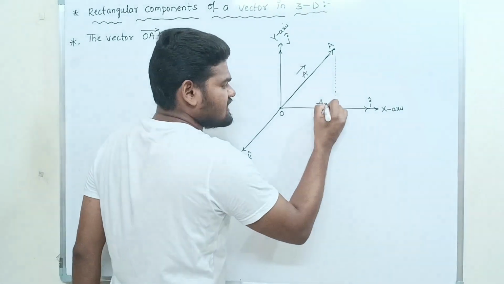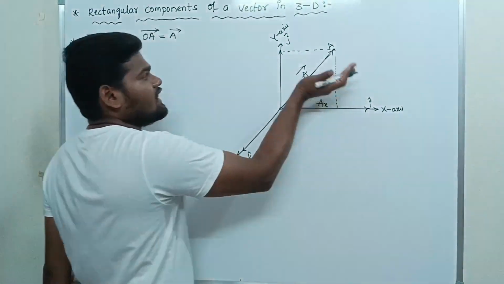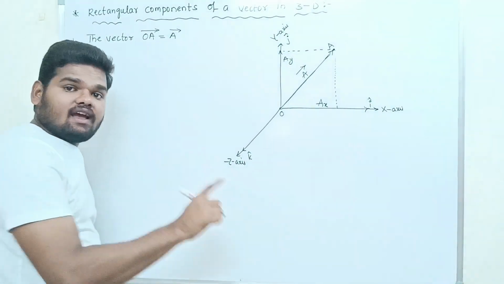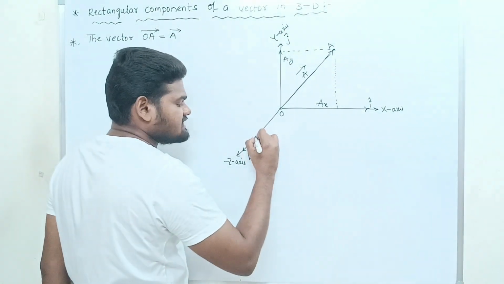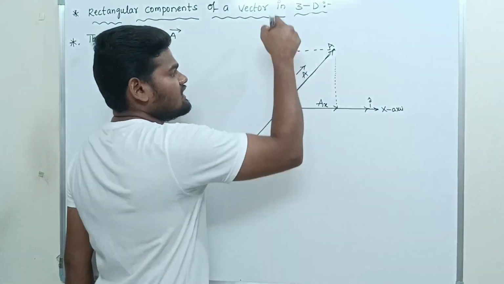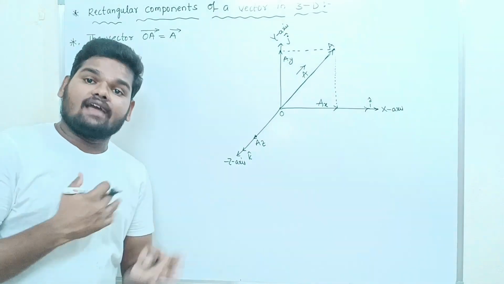What is AX? The projection of A bar vector on the x-axis. And I'm taking the projection of A bar vector on the y-axis as AY, and the projection of A bar vector on the z-axis as AZ. Okay. So have a look. This is the direction of the AX vector, this is the direction of the AY vector, and this is the direction of the AZ vector. Is it clear? Any doubts?